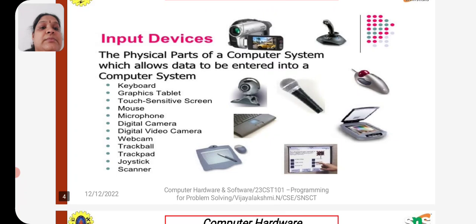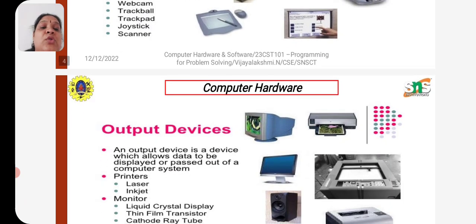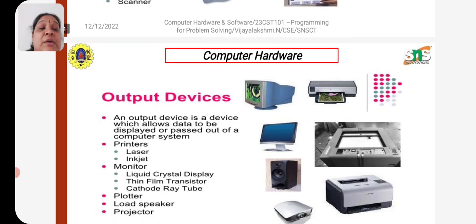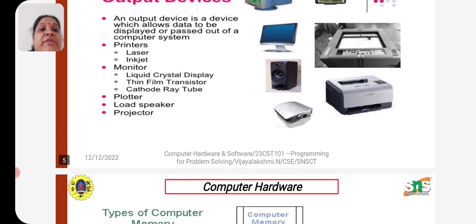Input devices. Which things are called input devices, you already know: keyboard, joysticks, mouse, microphone, digital camera, webcam, trackball, scanner. These are called input devices. Output devices are what comes out after the manipulation. These are monitor, printer, plotter, loudspeaker, and projector. These things are called output devices.